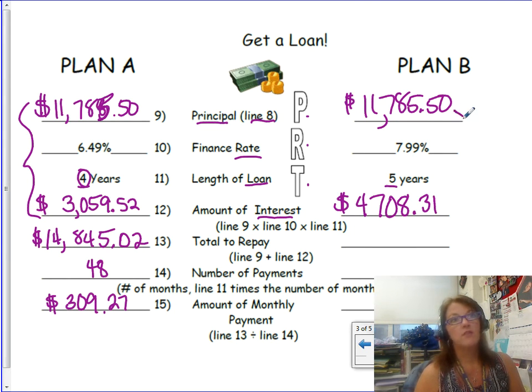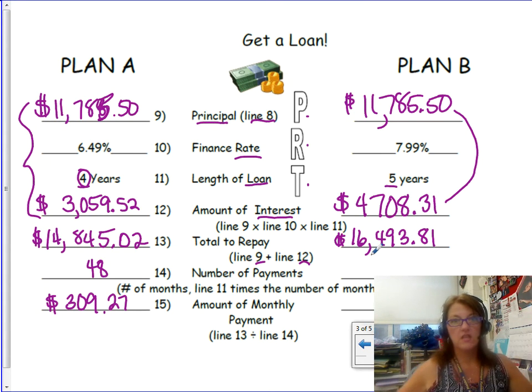My total amount I have to repay says add line 9 and line 12 together. Here's line 9, the principal. Line 12 is the interest. And when I add those two together, that's the total amount that I have to repay this time over 5 years for this loan. 31 cents. Okay, this time the total I have to repay is $16,493.81. 5 years is what I'm spreading this amount over.